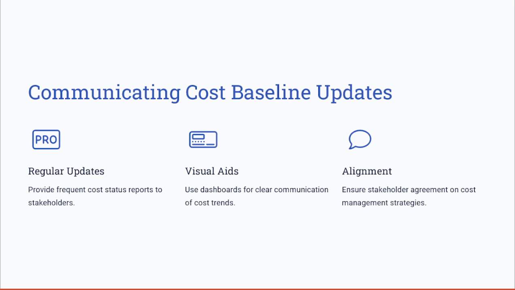Communicating the cost baseline updates. Effective communication with the key stakeholders to manage the cost deviations is very important. So as a project manager, you ensure that you provide regular updates to the stakeholders on the cost status. Keep them aligned. You may also use visual aids like dashboards for clear communication between you, the team, and the stakeholders, so all of you will be on the same page. Ensure the alignment on the cost management strategies, which we already have covered in the previous slides.